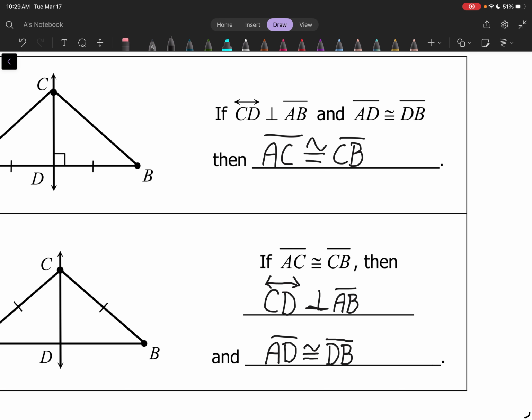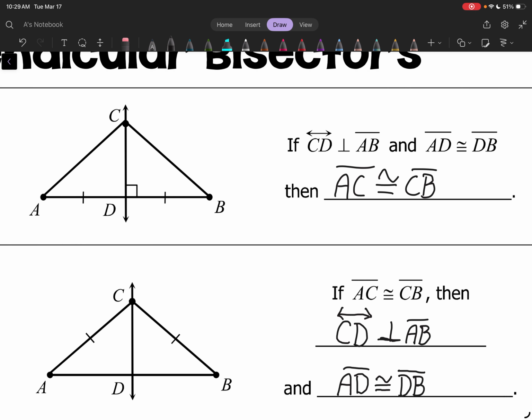So, if CD is perpendicular to AB, that's this right angle, and AD is congruent to DB. Those are my tick marks for congruency. Then the hypotenuses, AC and CB, are congruent.